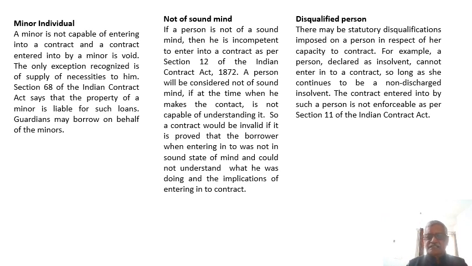The third one is the disqualified person. There may be statutory disqualifications imposed on a person in respect of her capacity to contract. For example, a person declared as insolvent cannot enter into a contract so long as she continues to be a non-discharged insolvent. The contract entered into by such a person is not enforceable as per Section 11 of the Indian Contract Act.